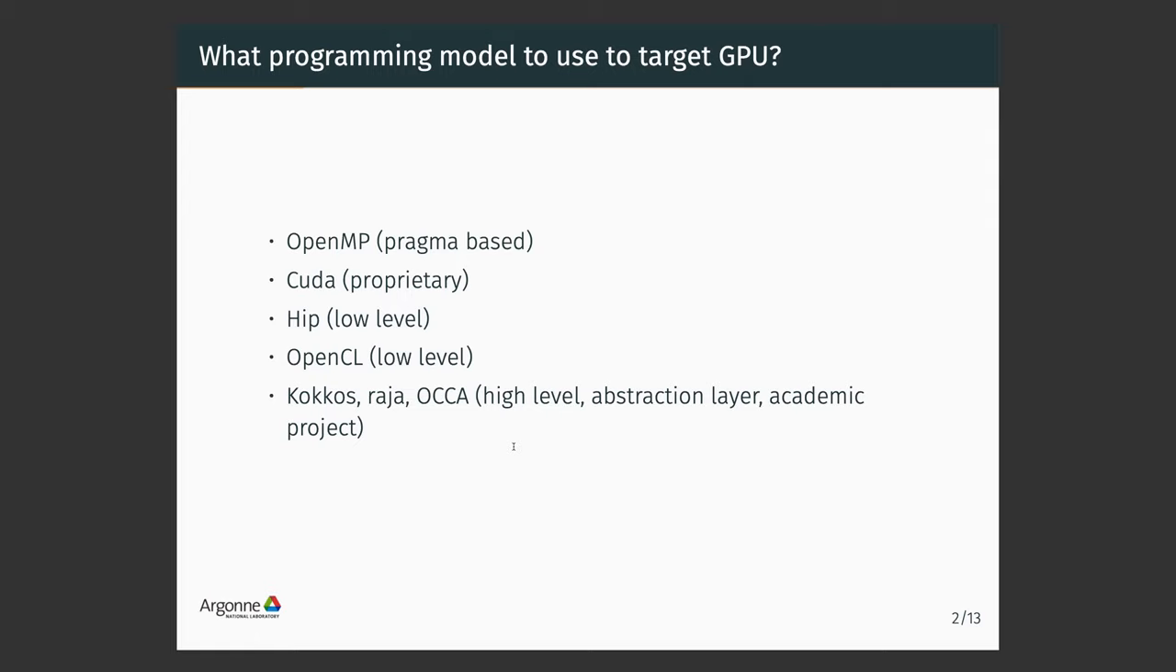So we need something that feels like C++, that is C++, and that can really target a lot of different architectures. This is why we saw the development of Kokkos, the famous RAJA, or OCCA, which are high-level abstraction layers. They feel like C++, and we can use templates.